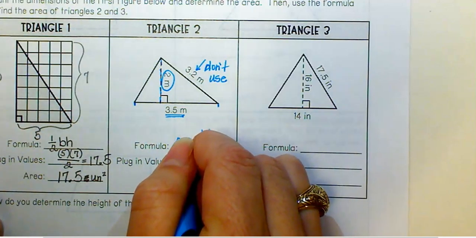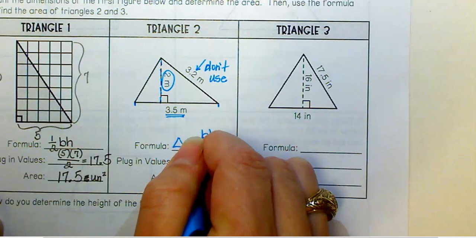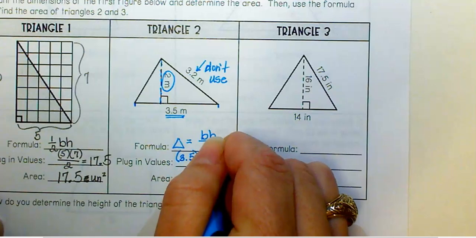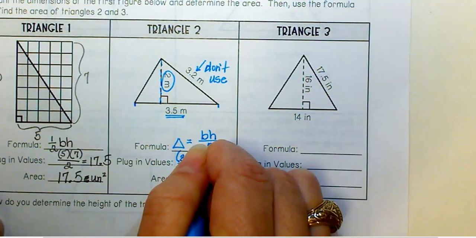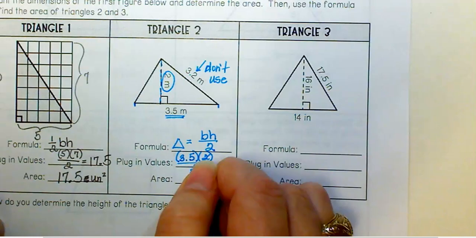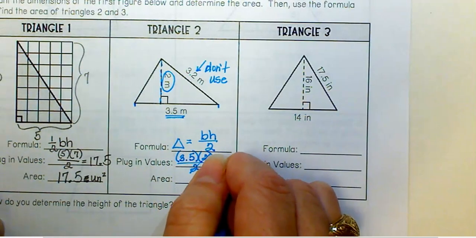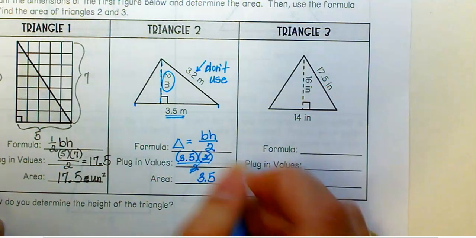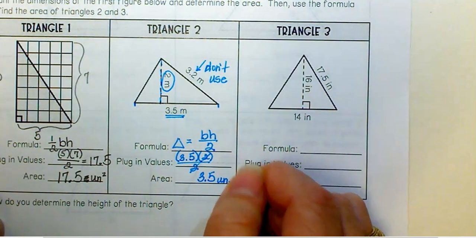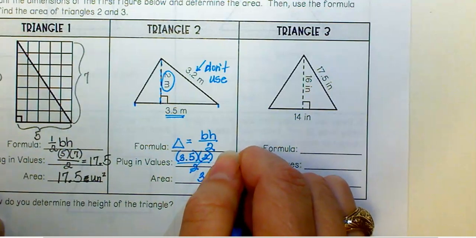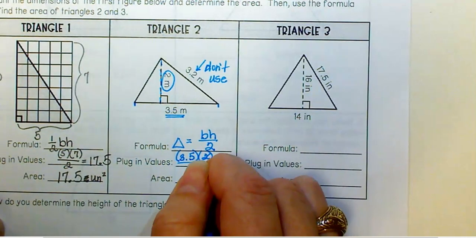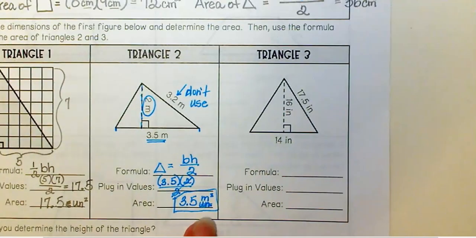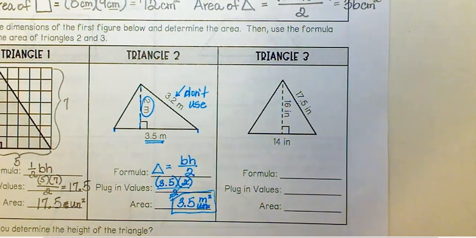Base is 3.5 times height, which is 2, divided by 2, and you're going to get 3.5, because 3.5 times 2 is 7, and then 7 divided by 2, you're back to 3.5. Units. Oh, we have units this time. Meters squared. Okay. All right, let's try triangle number 3.